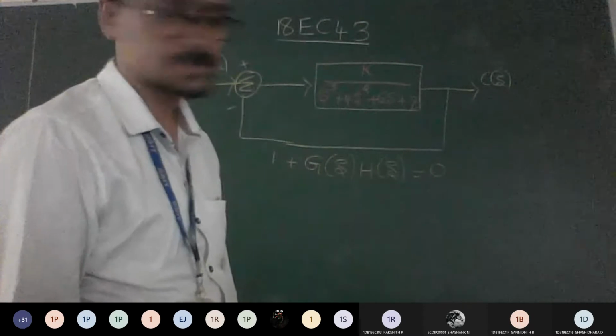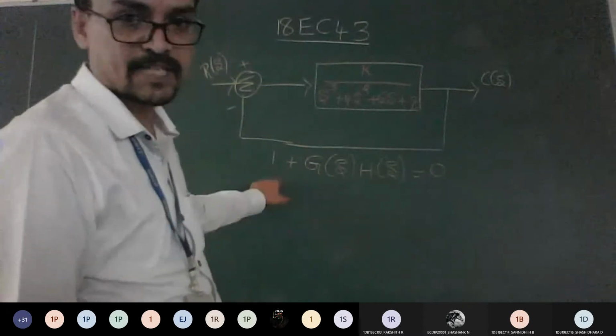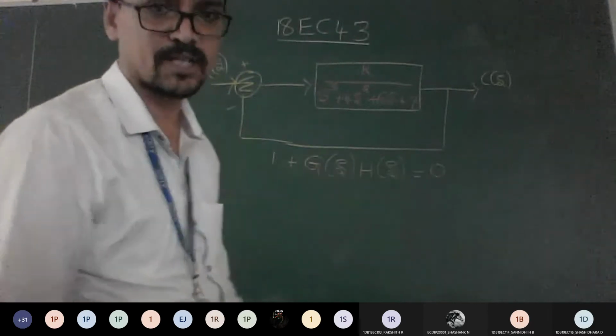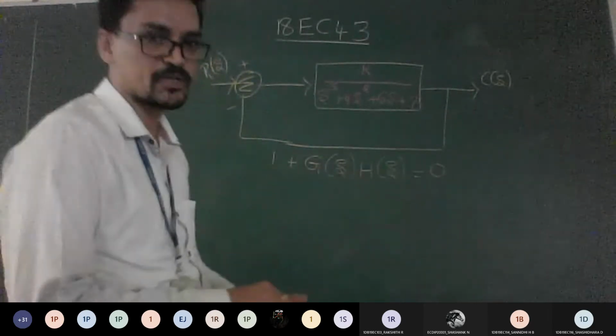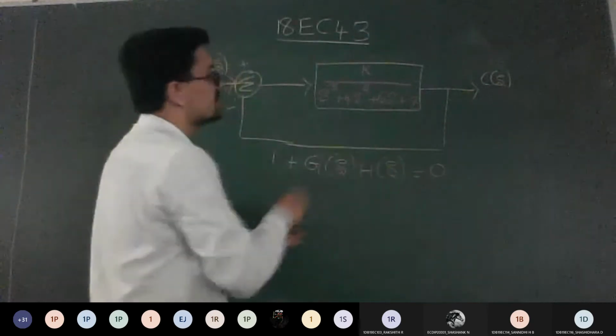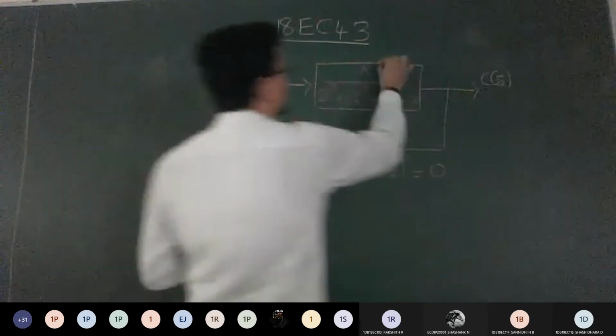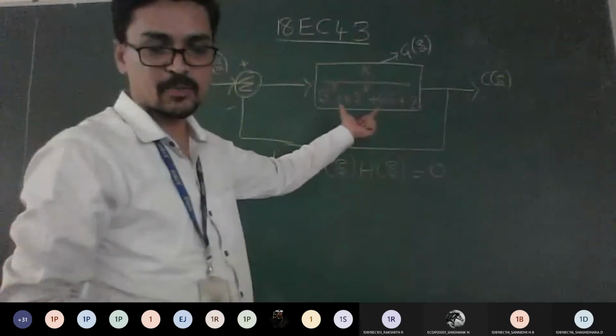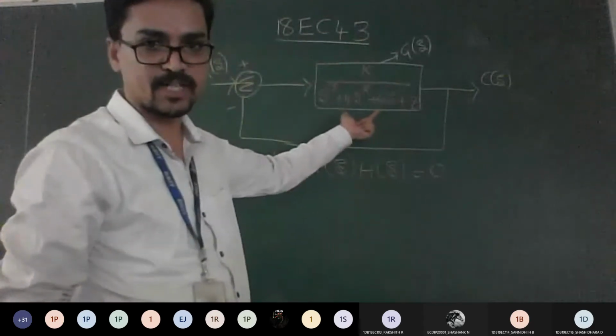Do you remember this characteristic equation, 1 plus g of s into h of s is equal to 0? Okay, now we'll try to dump the values, whatever things are given. See this block, whatever is given, this is your g of s. Agree? This is your system, right? I hope you remember in the block diagram we used to write g of s.